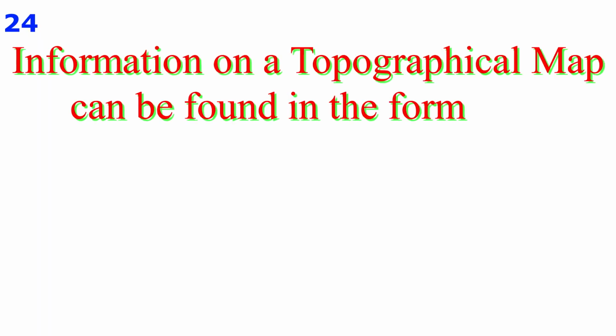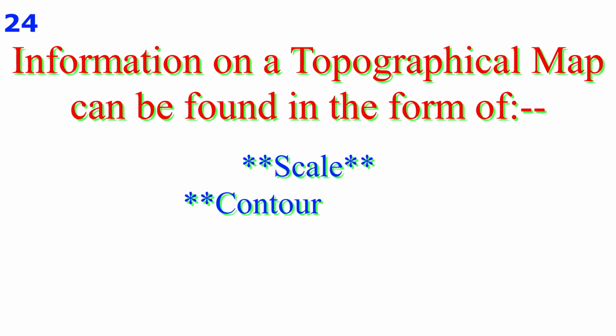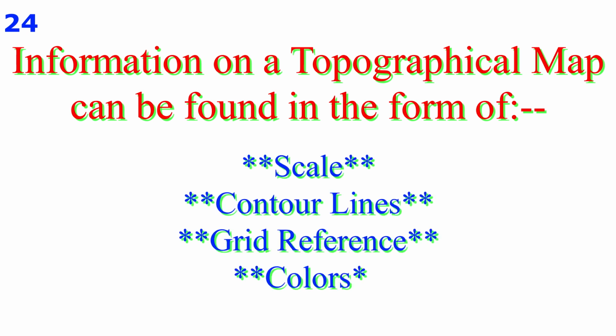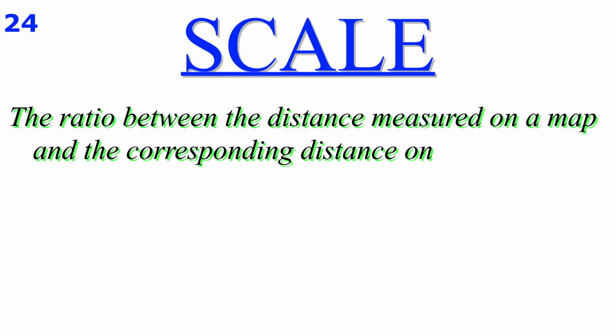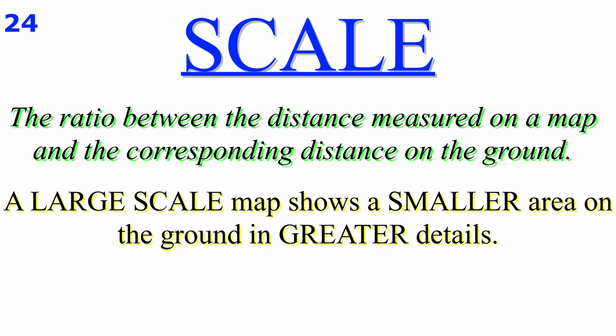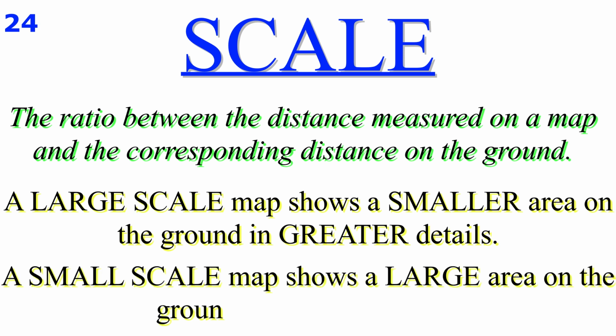Information is provided in a topographical map through the use of scale, contour lines, grid reference, color, and symbol. My dear little friend, what is scale? Scale is the ratio between a distance measured on a map and the corresponding distance on the earth. A large-scale map shows a smaller area on the ground in greater detail. A small-scale map shows a large area on the ground with less detail.